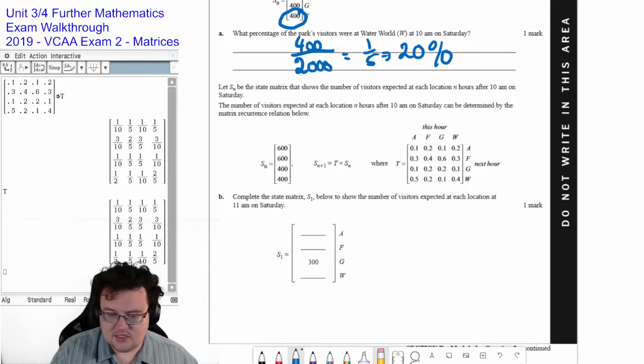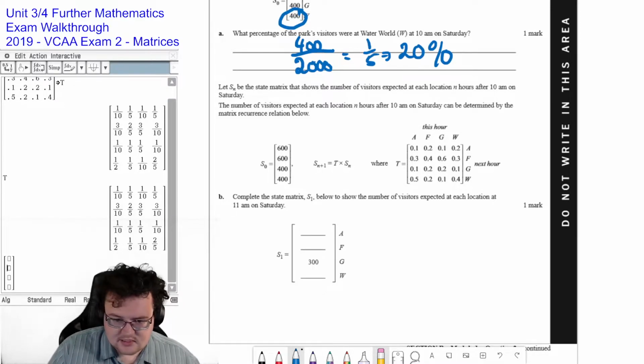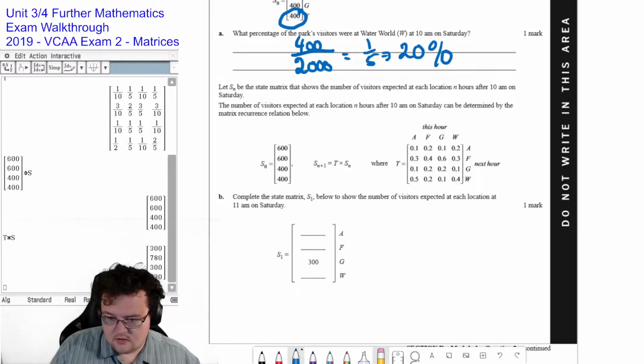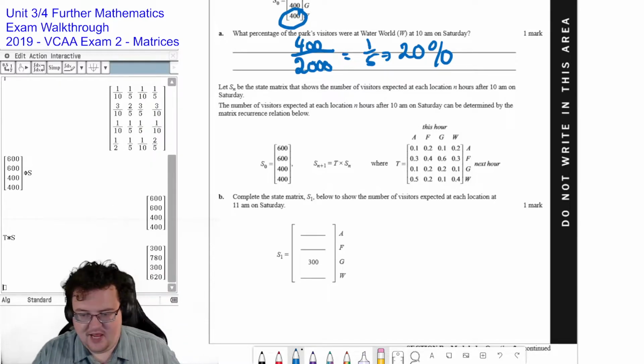Yep, that works. Now I'm going to put in my initial state matrix. So it's going to be this one here. That's going to be 600, 600, 400, and 400. I'm going to store that in S. So now what I can do is I can do T times S, and that gets me S1.